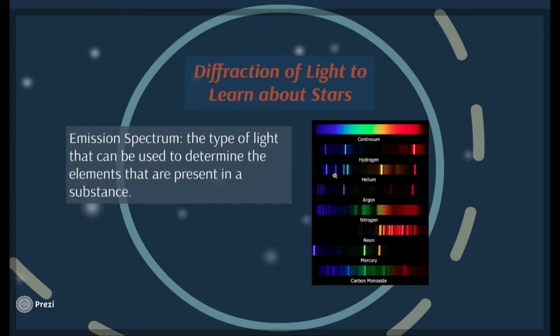So the emission spectrum in general is the type of light that can be used to determine the elements that are present in a substance. And if you see these overlapping bands, if I saw both the spectra for hydrogen and for helium, then I could tell that the star had elements kind of like our own star, which is primarily composed of hydrogen and helium. So when we look up at the universe, and we're looking at stars, we can actually tell what they're made out of through looking at light that's diffracted.